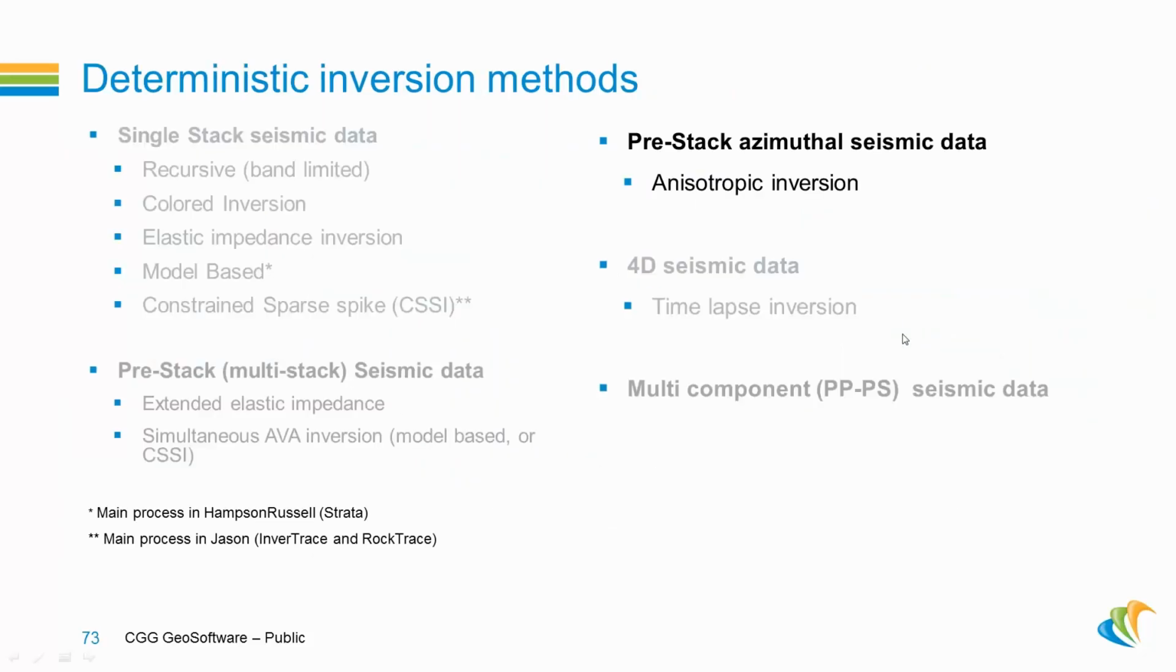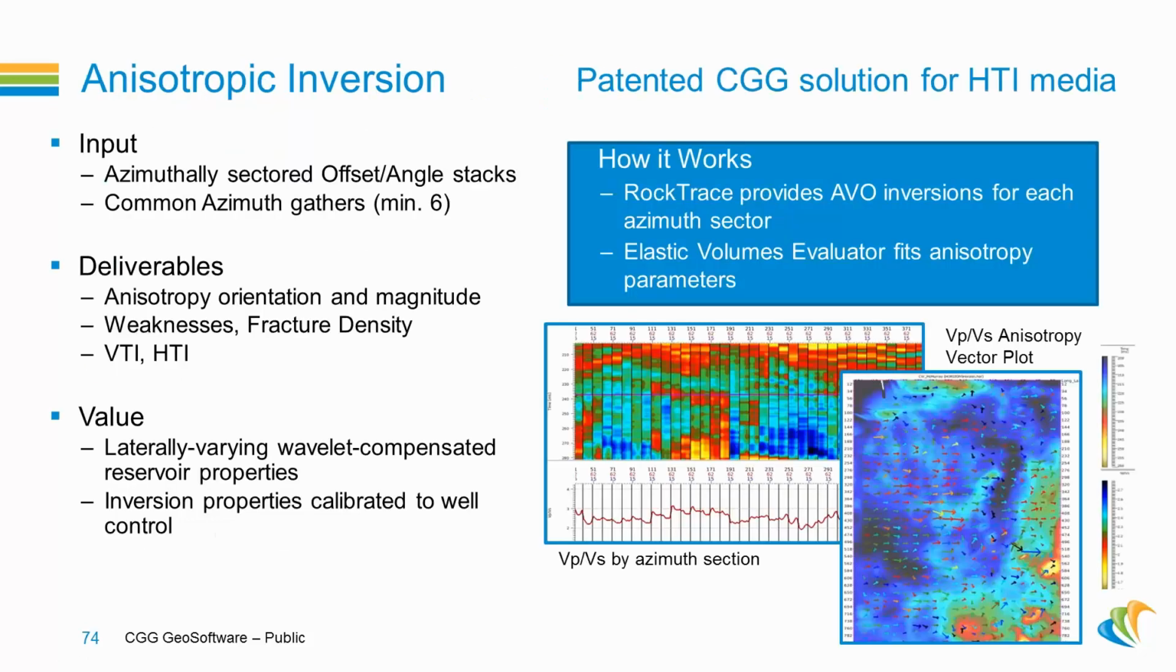So we go for pre-stack azimuthal seismic inversion, and we have anisotropic inversion, which is patented by CGG solutions for HTI media. Inputs are azimuthally sectored offset or angle stacks and common azimuth gathers. Minimum we need 6 common azimuth gathers, 6 azimuths. And deliverables are anisotropic orientation and magnitude of the anisotropy.